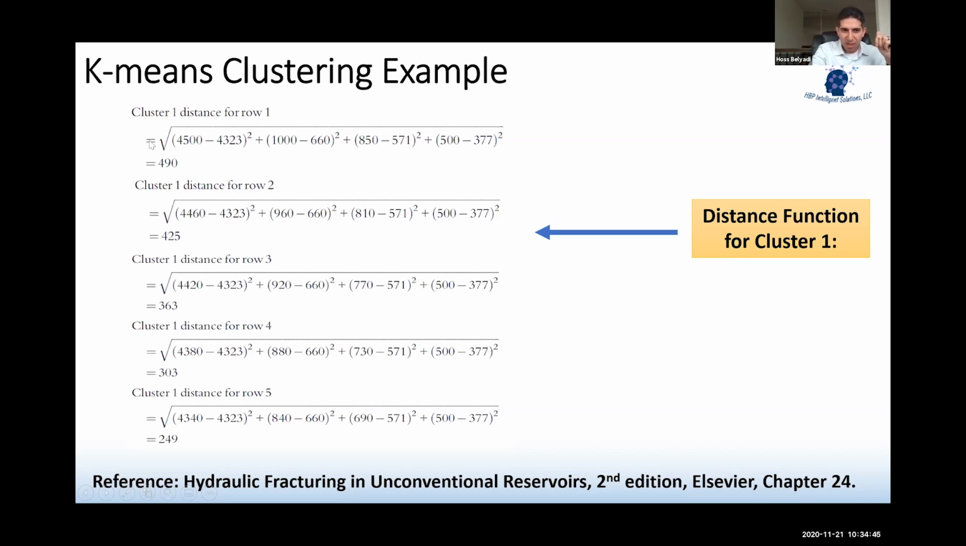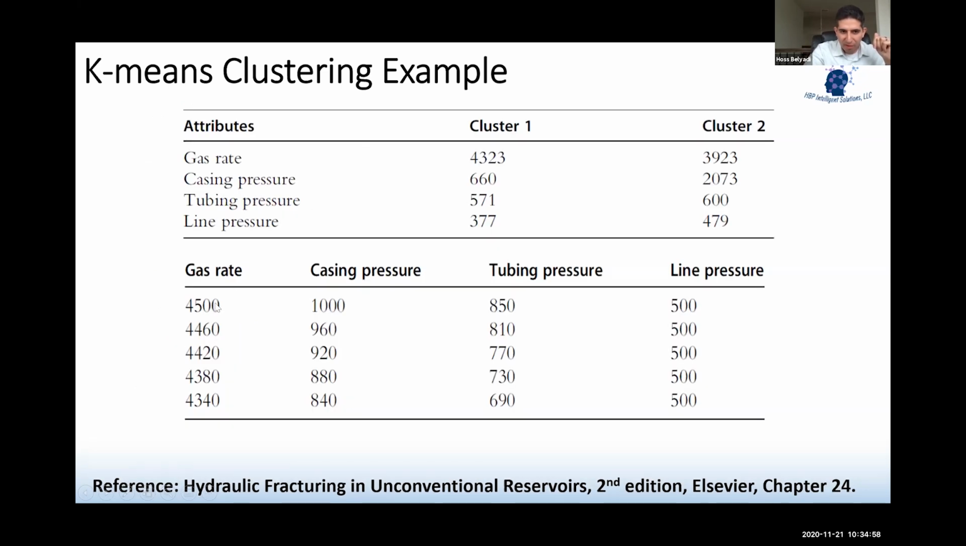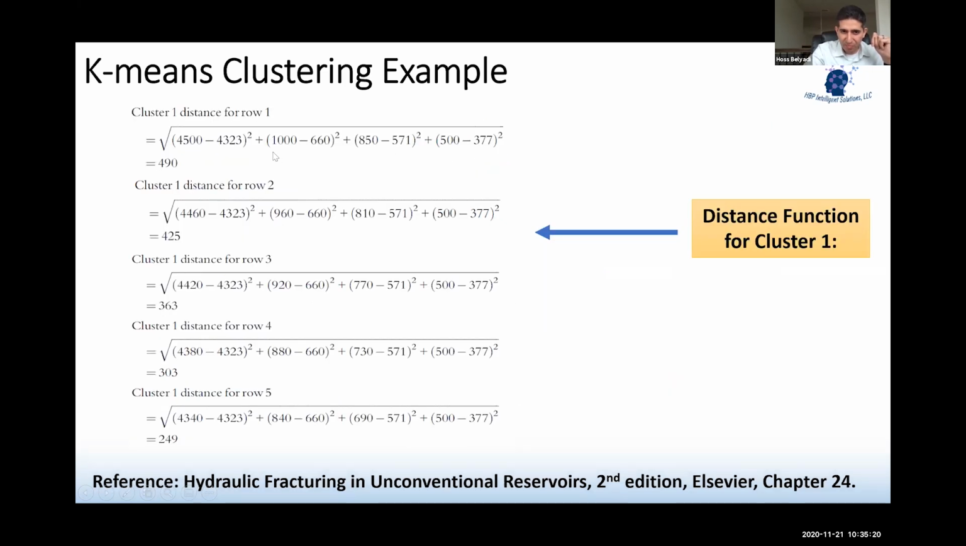So what I'm doing here, I'm taking 4,500 minus 4,323 and then squaring that. Now, where did I get 4,500 and 4,323? Let's go back. Here's 4,500. I'm taking what I'm expected to predict, 4,500, and subtracting the cluster 1 centroid for gas rate, which is 4,323. And then the next thing is plus 1,000 minus 660.